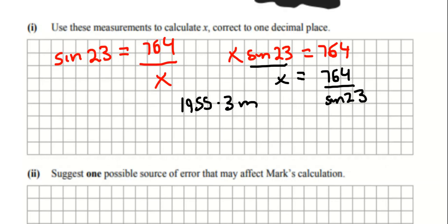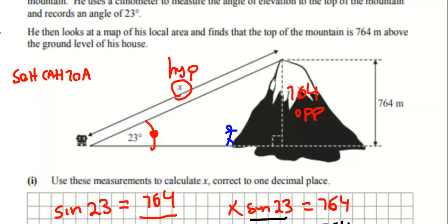Lads, suggest one possible source of error. Well, a source of error could be the height of the mountain could be wrong. What happens if over time a bit of the mountain falls off and it's no longer 764? What happens if more snow falls on top and makes it larger? Okay.